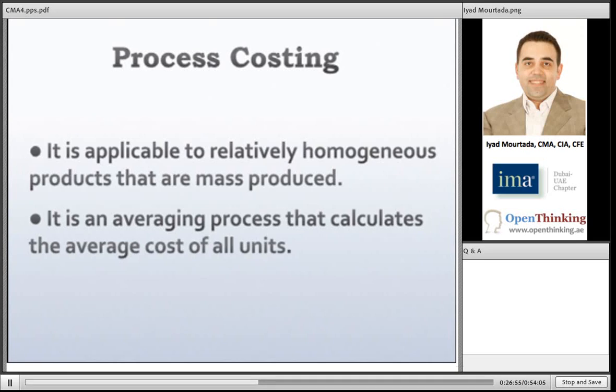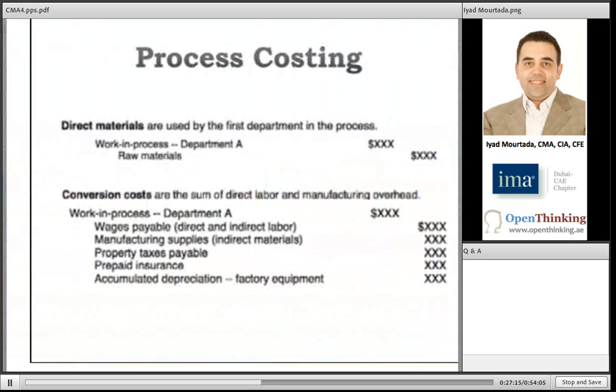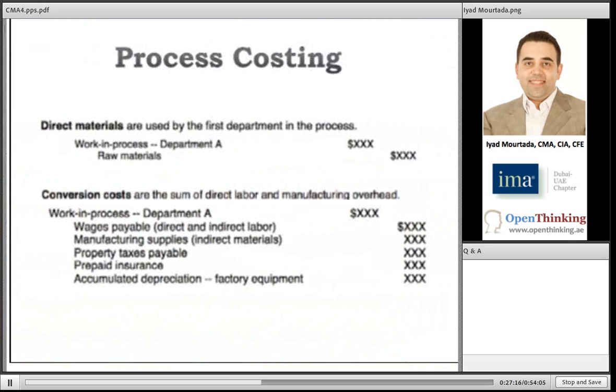Okay, process costing. So now we are moving to process costing. It's applicable to relatively homogeneous products that are mass produced. It's the average process that calculates the average cost per unit. So here we are producing, you know, Pepsi, Coca-Cola. We are producing homogeneous products. So in that way, it's easy for us to understand how much the cost of the production is. Based on that, we define it on the number of output.